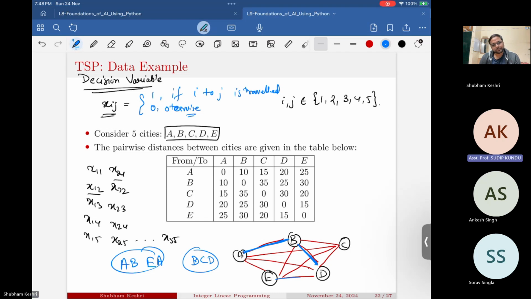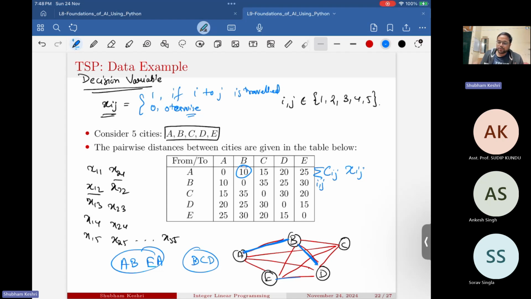Objective function will be the summation of Xij into the cost. So if I say Cij is the cost, that is, this is C12, then we'll have Cij times Xij and we'll sum it over i comma j. So this will be the cost, right? This will be the objective function, and we are trying to minimize this objective function.